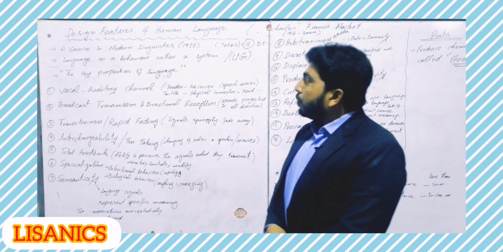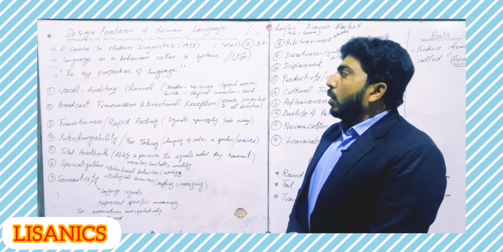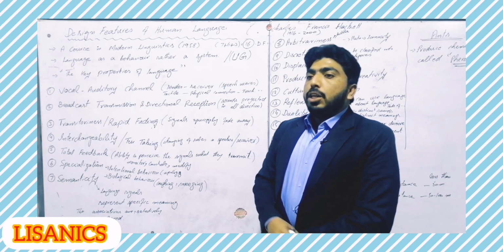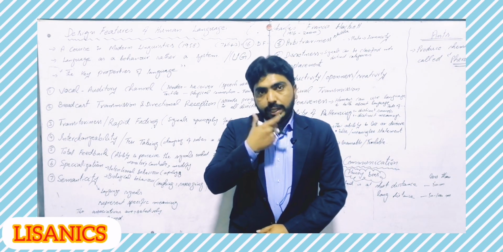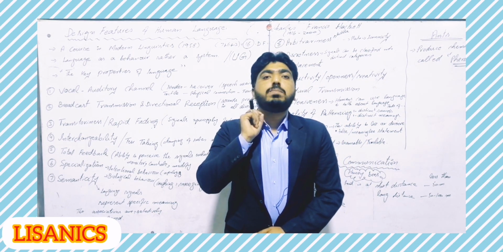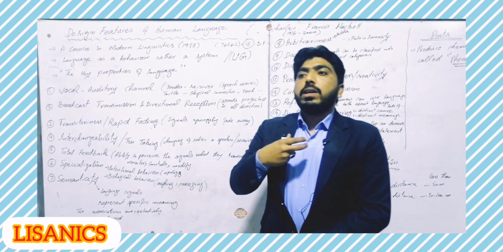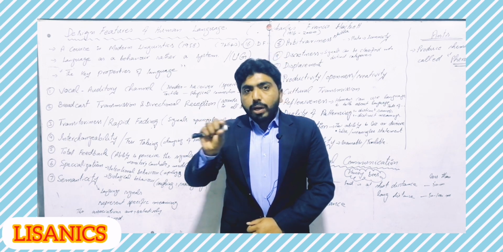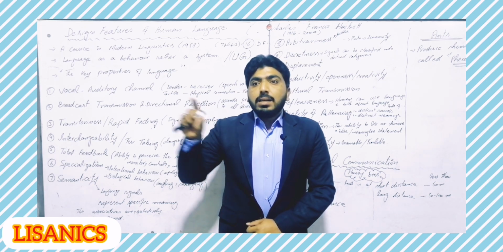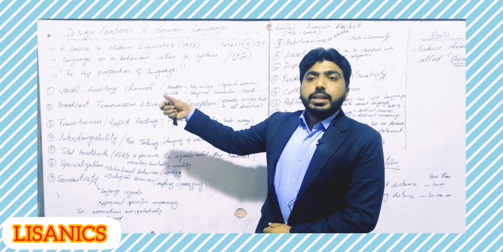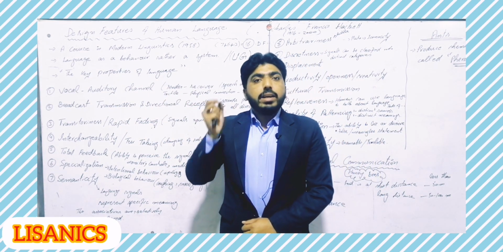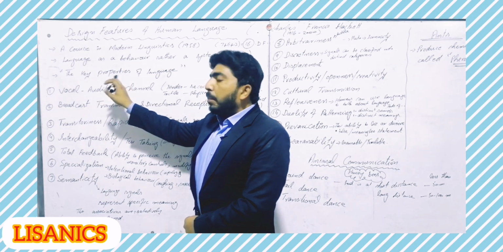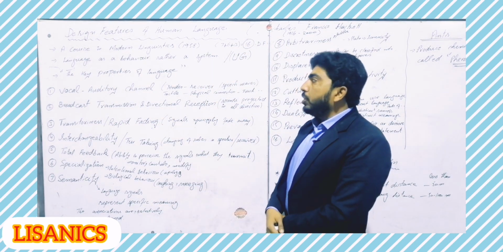So let's move towards the very first property, that is the vocal auditory channel. It means that human beings produce language with the help of their vocal tract. Speech is produced, and then different waves are transmitted to the receiver, to the listener. So this is the mode of communication. Humans select the vocal and auditory mode. Speech is produced and then it is perceived by the human being. So this vocal auditory mode is selected for human communication.